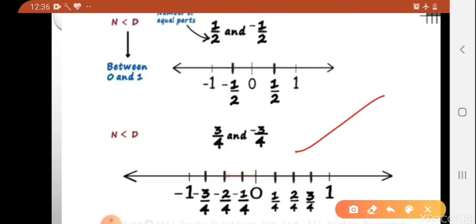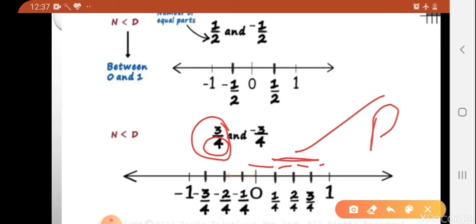3 upon 4 and minus 3 upon 4. 3 upon 4, again, which type of fraction is it? It is a proper fraction, so it will lie between 0 and 1. Now 4 is the denominator. So how many parts will there be between 0 and 1? 4 parts, not 4 lines. You have to divide into 4 parts: 1, 2, 3, 4. Now you have to represent 3 upon 4. This one is 0, then 1, then 2, then 3 upon 4. So this will be your 3 upon 4.